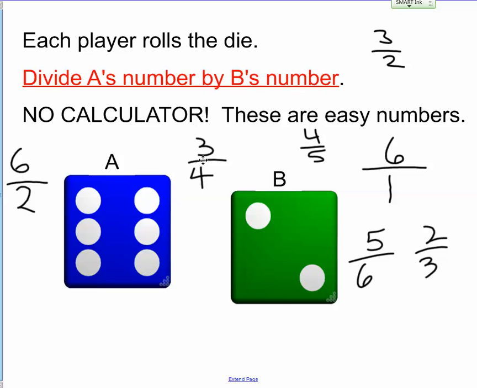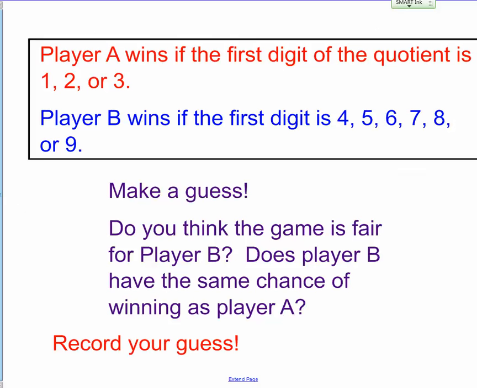3. 3 divided by 4 is 0.75, so we recorded the 7. 4 divided by 5 is 8/10, so we record the 8. 6 divided by 1 was a 6, etc. 5 divided by 6, 5/6 is 0.83 repeating, so we recorded the 8. So you just record the first digit after you do the division of A divided by B. Player A was the winner if the first digit of the quotient was a 1, a 2, or a 3. Player B was the winner if the first digit was a 4, 5, 6, 7, 8, or 9.